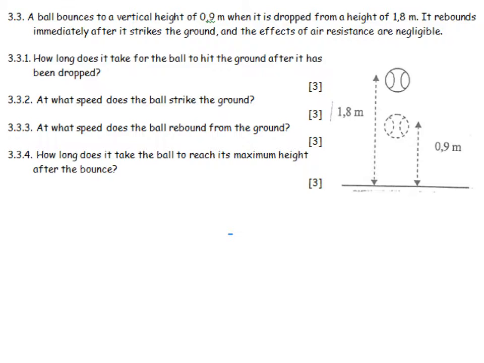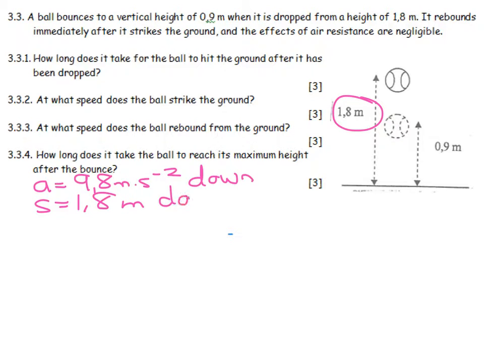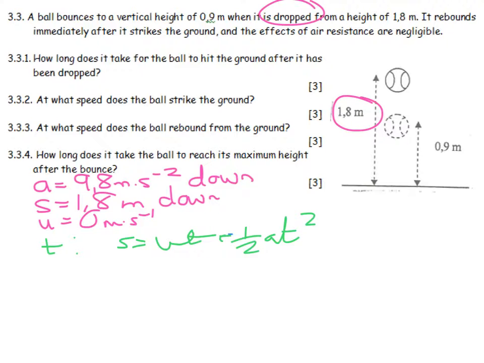Through all of this, I'm definitely accelerating. I'm in free fall, so acceleration is equal to 9.8 meters per second squared down. I have traveled a displacement of 1.8 meters down. I was dropped. That means my initial velocity was 0 meters per second. And the question is how long? So if I'm looking for how long, I'm looking for time. Therefore, I am going to say s is equal to ut plus a half at squared.